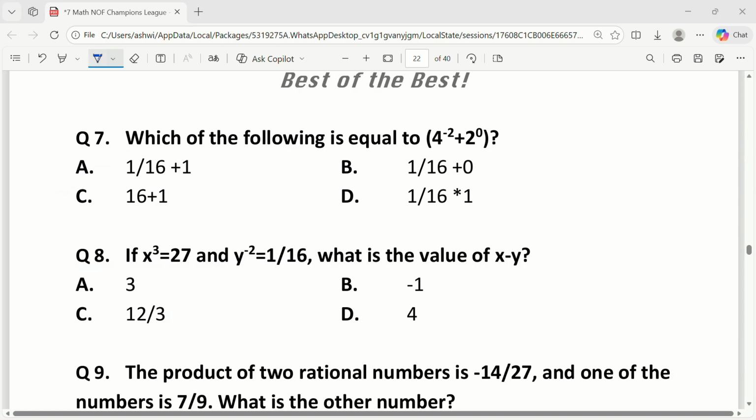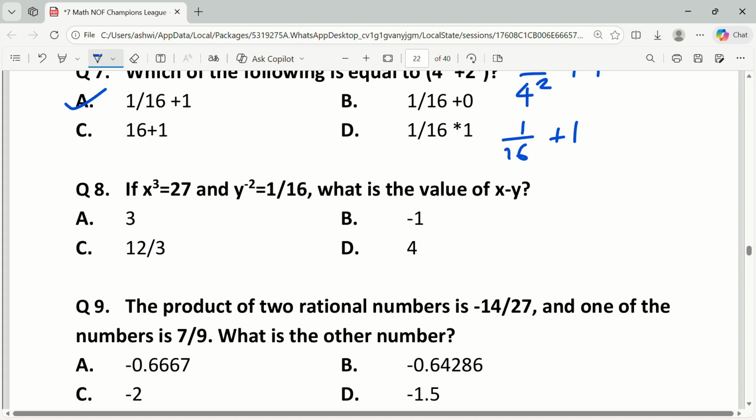Question 7. Which of the following is equal to 4 to the power minus 2 plus 2 to the power 0? We know that a to the power minus n is equal to 1 upon a to the power n, and a to the power 0 is equal to 1. That is 1 upon 4 squared plus 1, that is 1/16 + 1. That is option A.